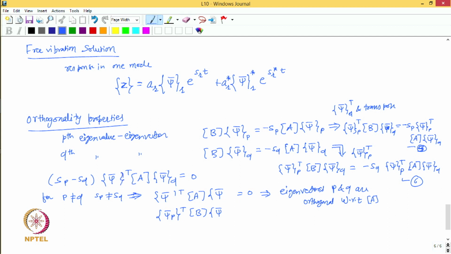So, psi bar P, Q, P Q outside is equal to 0, right. So, it means eigenvectors P and Q are orthogonal with respect to matrix B also, is it not? So, these are basically the orthogonal properties, and remember these properties are defined in the state space.